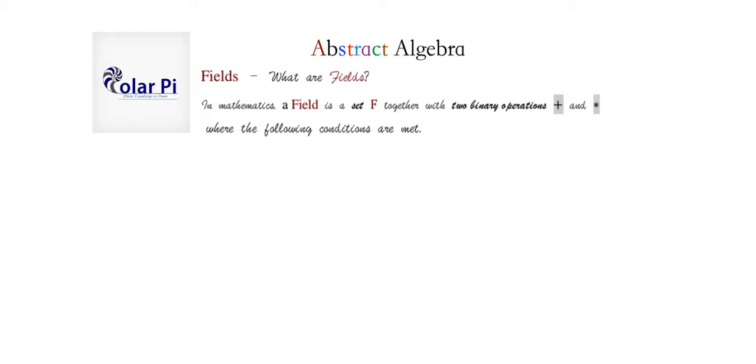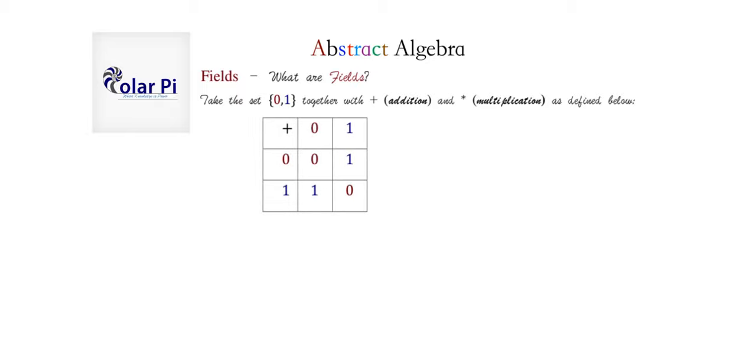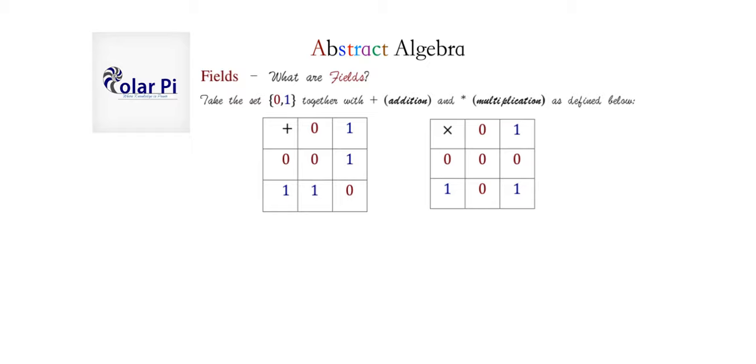But what's really cool, and that you're going to find very interesting, is this cute little field that I had to do as the last problem on my very first homework in my very first year in college as a math major, which is, well, take the set that simply has 0 and 1 together with the usual addition and usual multiplication, where the following two tables define the addition and the multiplication.